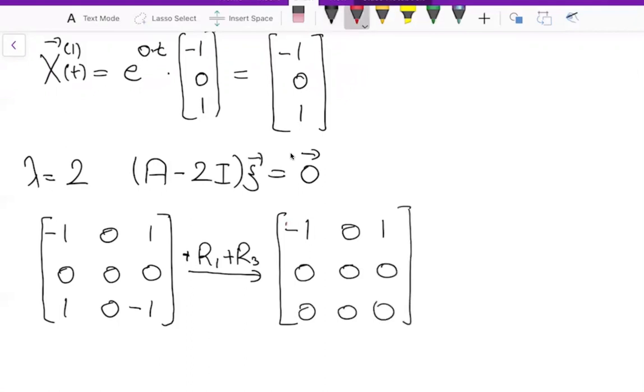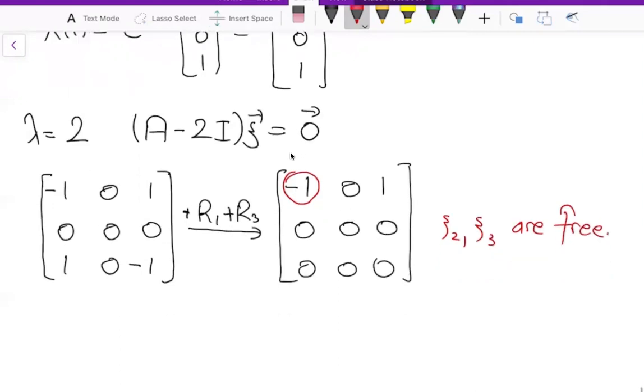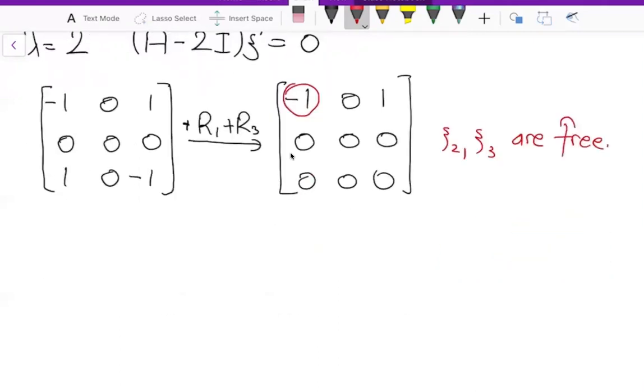which tells us there is only one pivot, corresponding to the first. So here, C2 and C3 are free. So there's only one equation here: minus C1 plus C3 is equal to 0. Again, let me remind you, there is 0 here, 0 here, 0 here. We never write them to save space and time.